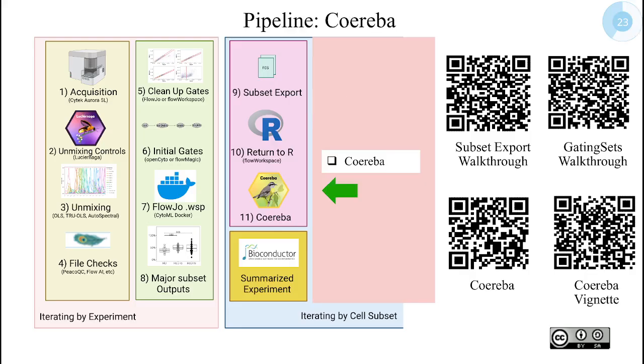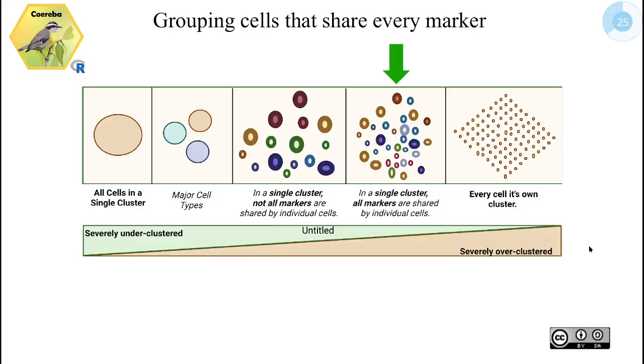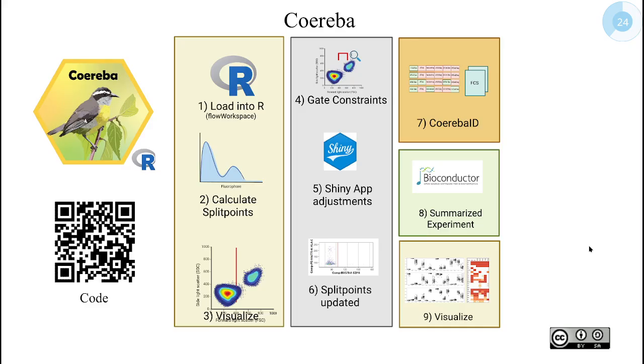This is where our pipeline differs from others that have been previously mentioned, as far as our use of our own R package Coerba. The basic idea about Coerba is that it's trying to append to each individual cell manually annotated gating information. It's targeting this particular spot within the spectrum where it's able to identify cells that share every single marker with each other. We're relying heavily on OpenCyto behind the scenes, implementing the min density function, trying to estimate where the split point between the positive and the negative cells is.